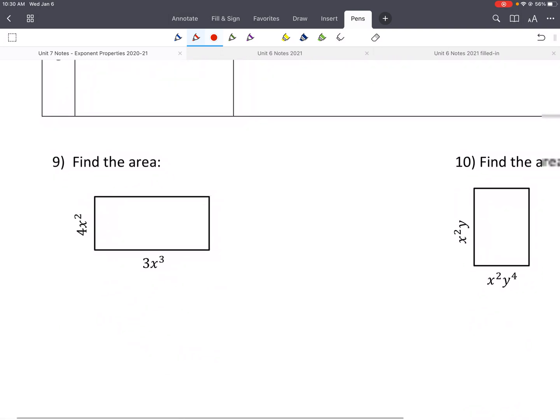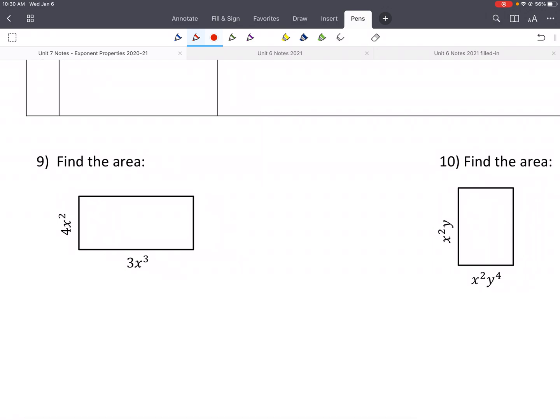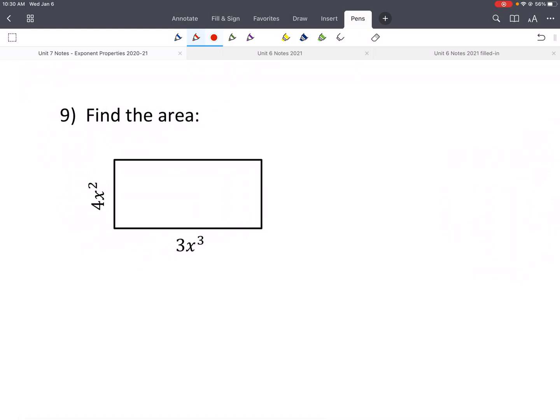All right, last but not least, 9 and 10. I'm going to do one, you try the other. We're going to find the area of this rectangle. So again, the equation for the area of a rectangle is area equal to length times width. I know you've done this before, or at least you've learned about area.